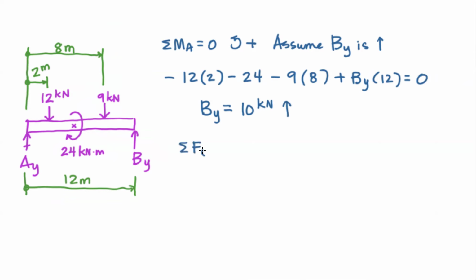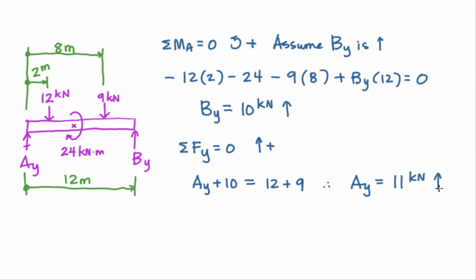We also need to solve for A sub y, so let's sum forces in the y direction, set it equal to 0, upwards positive. So I'm going to say A sub y plus 10. Those are the two things pointing upward. Have to balance with 12 plus 9. And let's see, 9 is 11, so A sub y is 11 kilonewtons. So we get a positive sign. So that also confirms our assumption that A sub y is upward.